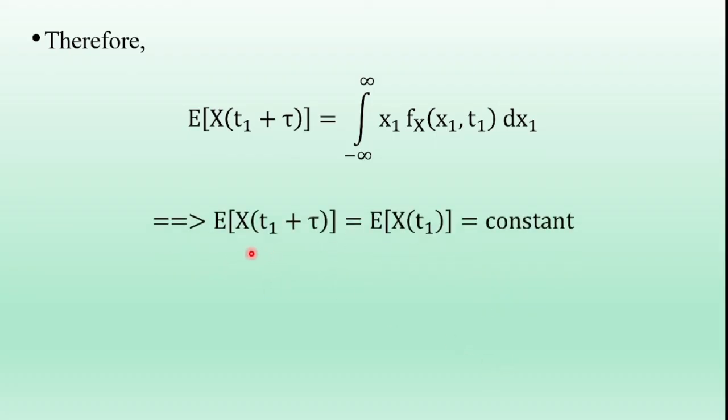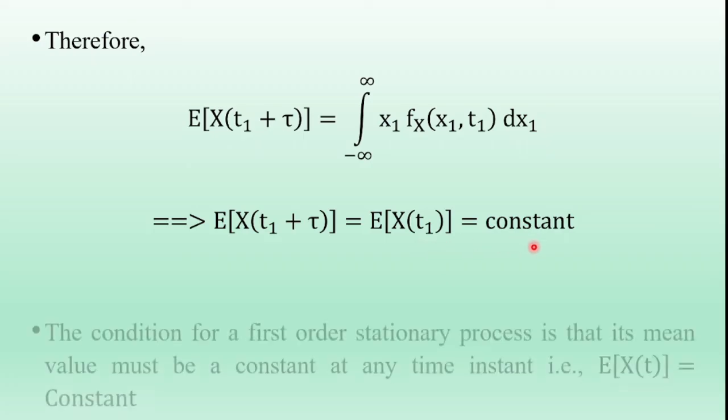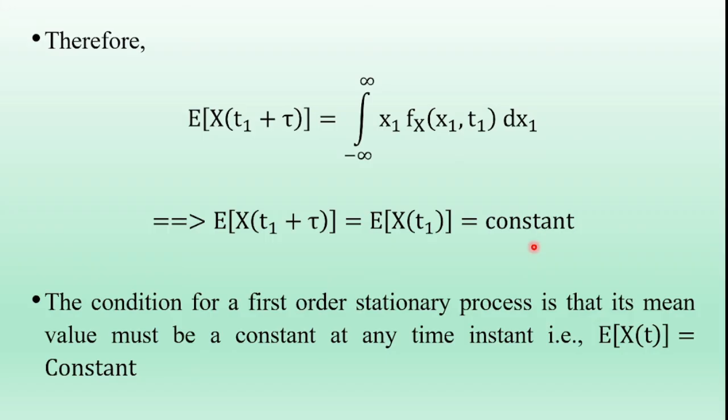So we know that expectation of x of t1 plus tau is equal to expectation of x of t1, which is equal to a constant. So the condition for a first order stationary random process is that its mean value must be a constant at any time instant. That is, expectation of x of t is equal to a constant.